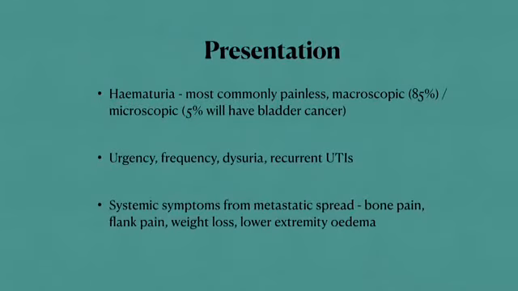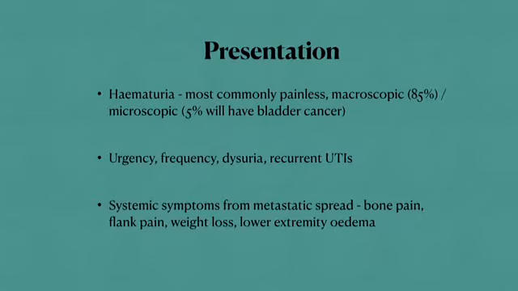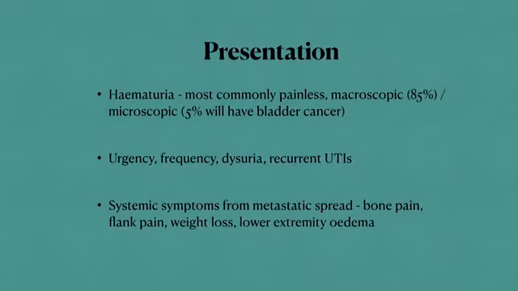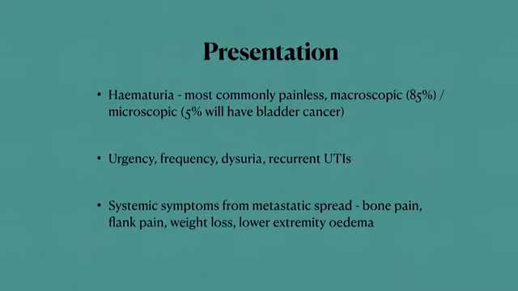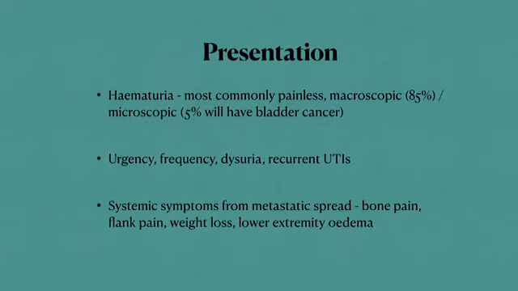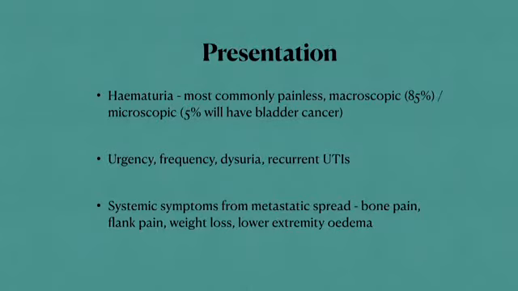So how may a patient with an underlying bladder cancer present? By far the most common presenting complaint is hematuria, and it is often painless. It can be macroscopic or microscopic. 85% of patients with bladder cancer will have a macroscopic hematuria. Of those with microscopic hematuria, 5% will have an underlying bladder cancer.